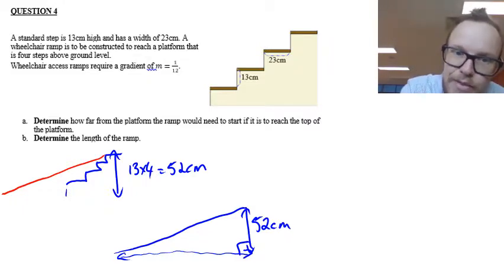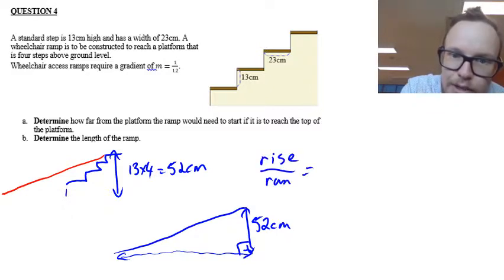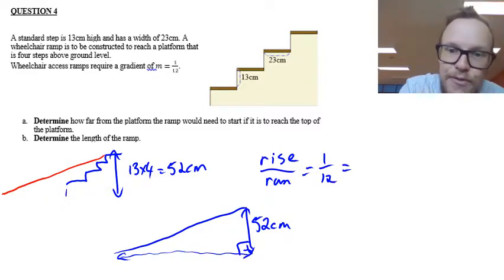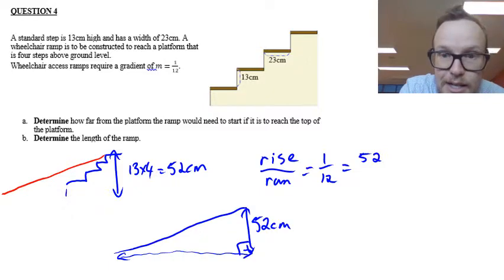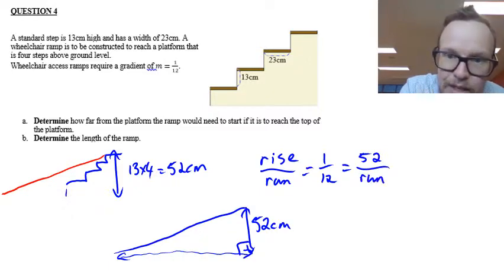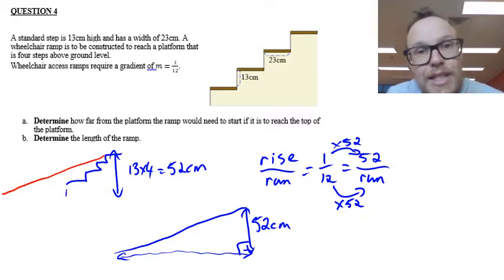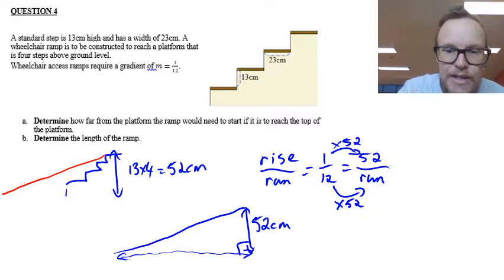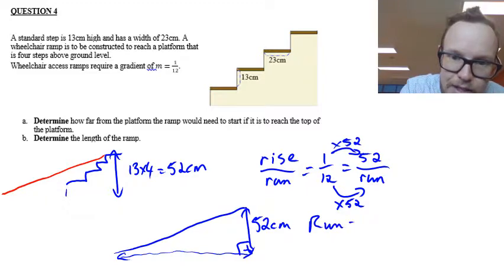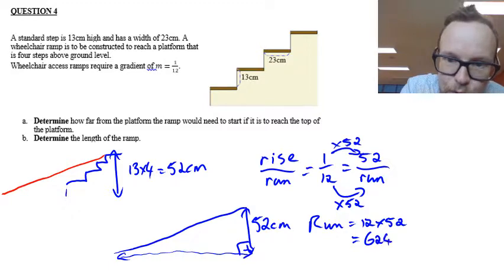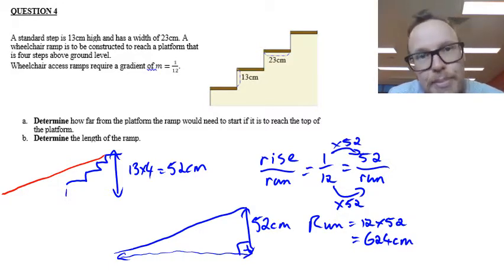That means that rise over run is equal to 1/12. We know the rise that it has to go up is 52 centimetres over the run. Now if I go from 1 to 52, that's multiplying by 52. If I go from 12 to my run, I need to multiply by 52 as well to continue that gradient. So that means the run is going to be equal to 12 times 52, which is 624 centimetres. So that's our answer to part A.